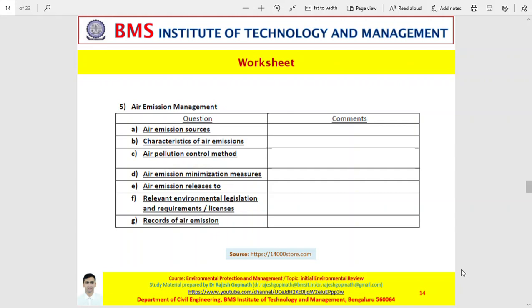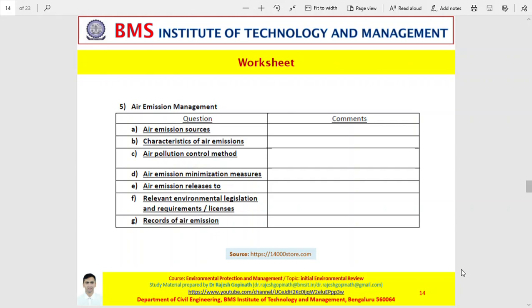What are the air emission minimization measures in practice? What are the housekeeping measures? Are there any interventions already existing with respect to product modification, process modification, or raw material modification? They have to be mentioned here.